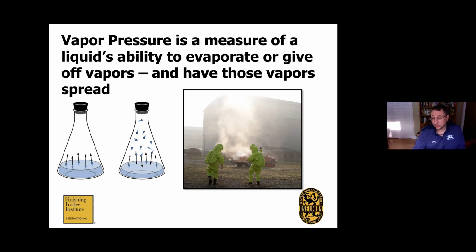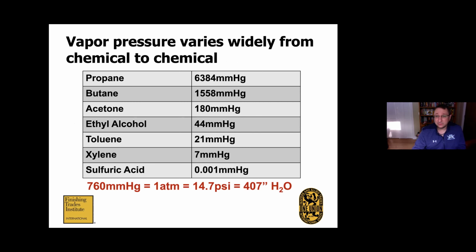And this is a really important one to grasp for worker protection, because vapor pressure has to do with a lot of different stuff that can harm workers. They vary widely. Here I've got an example of propane, which is 6,384 millimeters of mercury, down to sulfuric acid, which is 0.001 millimeters of mercury. This is a huge difference. And down here I've got a scale, and 760 millimeters of mercury equals 1 atmosphere.